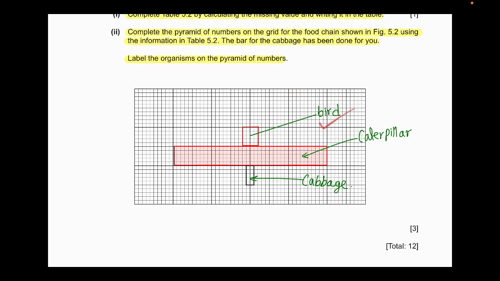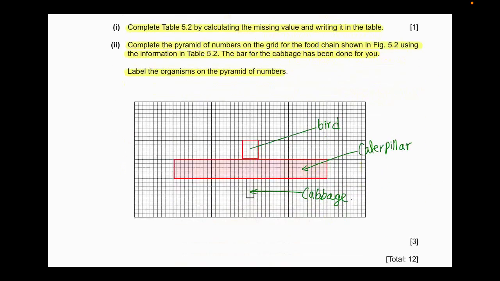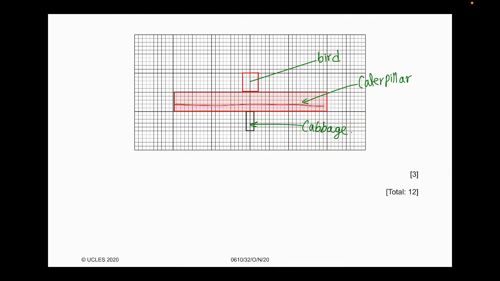So bird, we had a total of 8 millimeters, and cabbage we had 4 millimeters. 4 millimeters equals 2 boxes on the side. So 8 for the bird, it had 8 millimeters, so 4 boxes. And caterpillar had 80 millimeters, so it will be equal to 40 boxes, as you can see in the diagram.